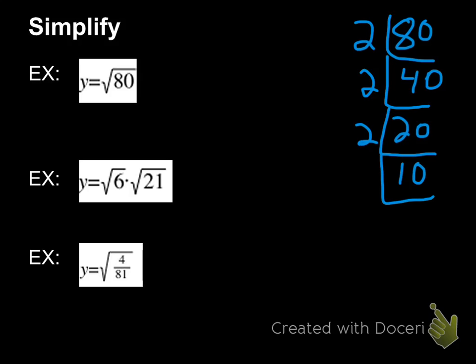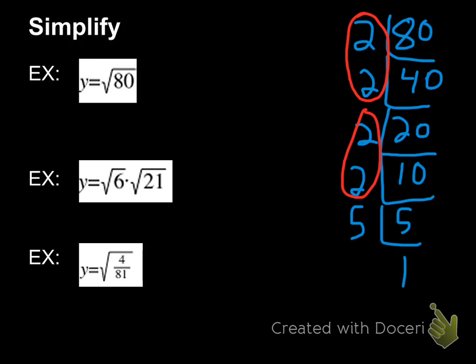5 and 2. 5. When I get to 1, what's 5 divided by 5? 5 and 1. When I get to 1, I stop. At this point, I circle my pairs. Because I'm taking a square root, I'm looking for pairs of 2's. I've got 2 pairs of 2's.